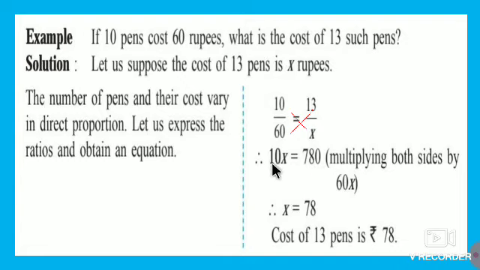After shifting this 10 to the right side, you will get 780 divided by 10. So you will get here 78. X is 78, means the cost of 13 pens is 78 rupees. Like this you can solve direct proportion examples. Understood it?